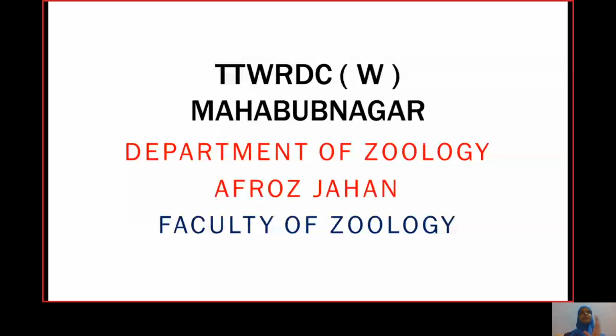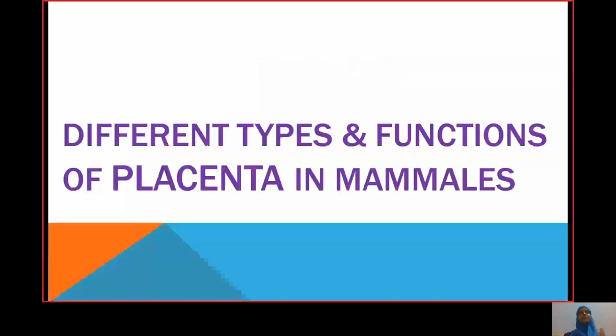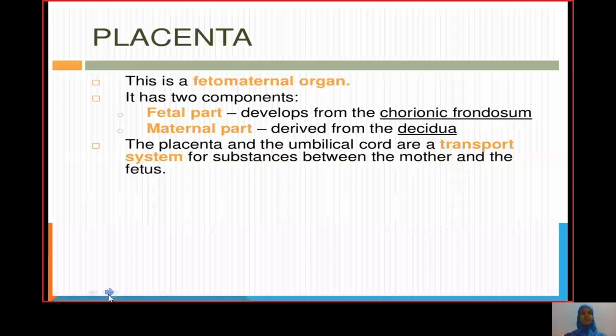Different types and functions of placenta in mammals. Placenta is present especially in mammals. Why? Because the fetus is present in the womb; it is growing in the mother's womb. Do you know what is placenta? I think you all have an idea about the placenta.